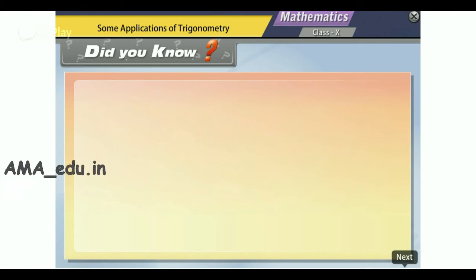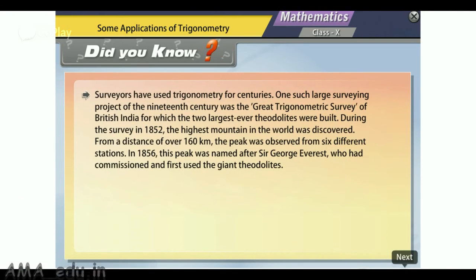Did you know? Surveyors have used trigonometry for centuries. One such large surveying project of the 19th century was the Great Trigonometric Survey of British India, for which the two largest theodolites were built. During the survey in 1852, the highest mountain in the world was discovered.